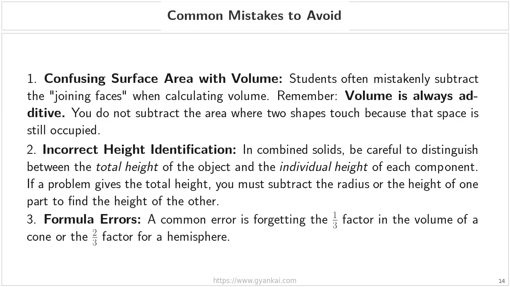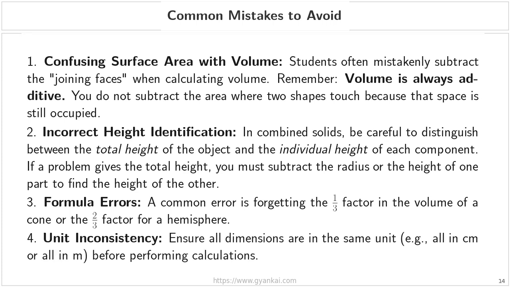Third, watch out for formula errors. It sounds simple, but it is incredibly easy to get caught up in the calculation and forget a crucial fraction. Specifically, remember to include the 1/3 factor when calculating the volume of a cone and the 2/3 factor when dealing with a hemisphere. Forgetting these small constants will lead to a significantly incorrect answer. Finally, always check for unit inconsistency. Before you start plugging numbers into your formulas, ensure that every single dimension is in the same unit. If one measurement is in centimeters and another is in meters, your final result will be incorrect. Always convert them to a common unit first.